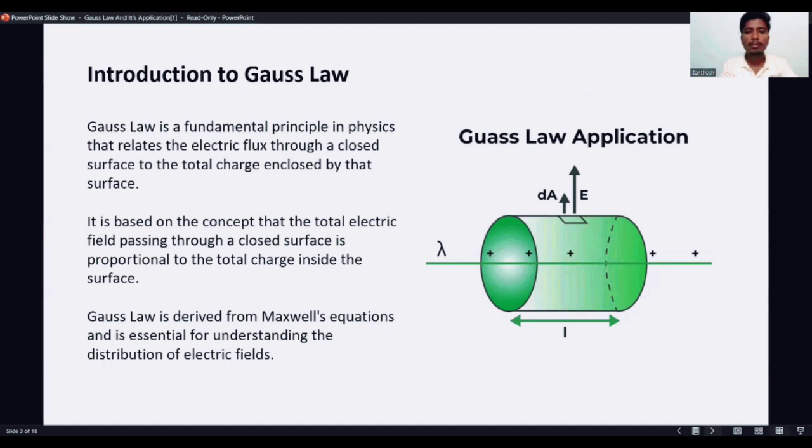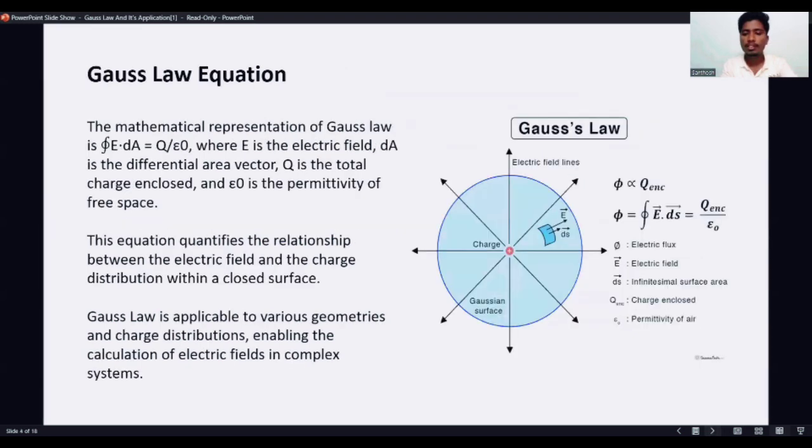Gauss law is a fundamental principle in physics that relates the electric flux through a closed surface to the total charge enclosed by that surface. This is the definition of Gauss law. It is based on the concept that the total electric flux passing through a closed surface is proportional to the total charge inside the surface. Gauss law is derived from Maxwell equations and is essential for understanding the distribution of electric fields.